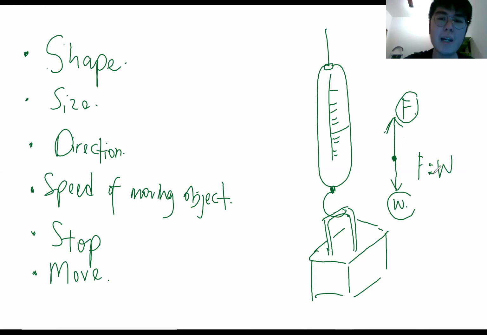So what the spring balance measures is actually the weight of the object, but at the same time, you can also measure the force that is applied because they are the same. What is shown on the scale is actually the weight. So F equals W, same. This is a simple way to measure force.